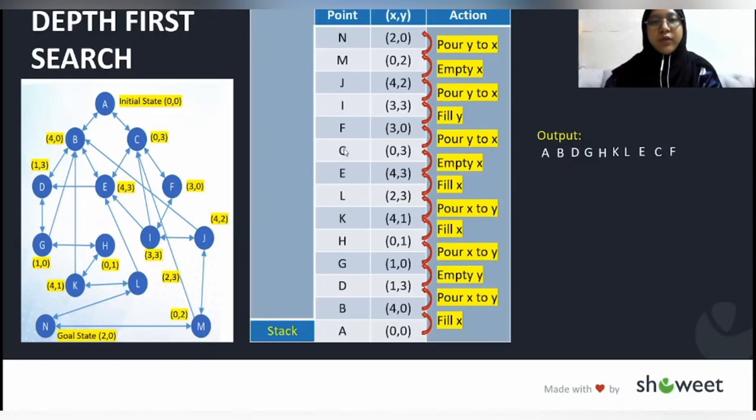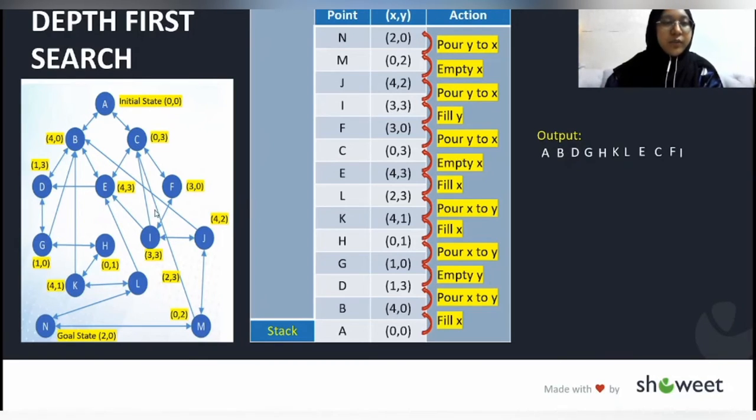F, the action from C to F is pour the 3 from Y to X, so we get 3 in X and 0 in Y. Next, from F the point can go to C or I only, so we go to I, so we fill 3 to Y, so we get the state of 3 in X and 3 in Y.